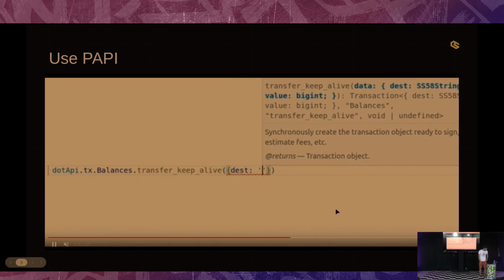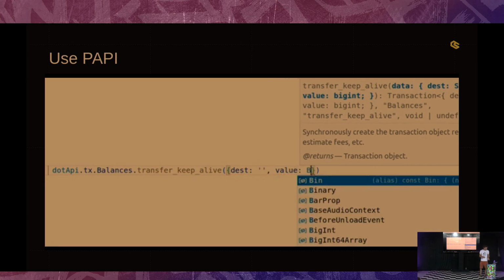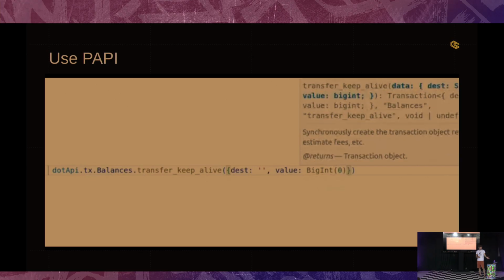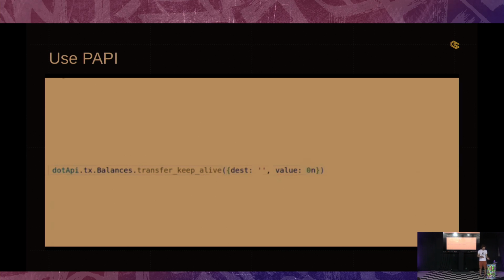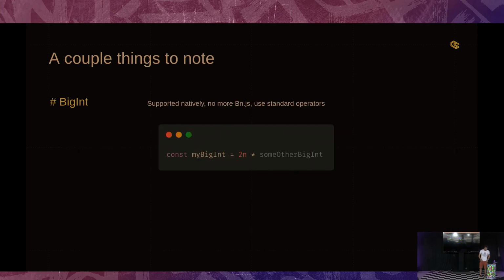Like nothing crazy. So here, for instance, I'm doing a balance transfer keep alive. So you could send a value such as a big int, this is a big int that is expected, and big int is pretty cool because it's a native JavaScript thing. So actually you can just type 0n, that's the next slide, this thing.